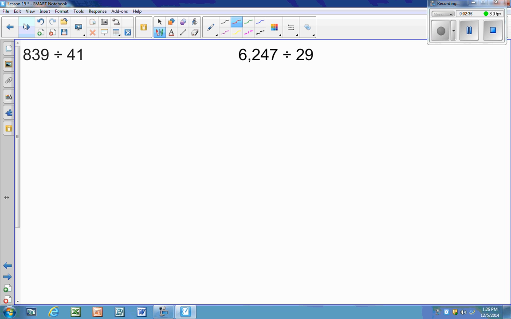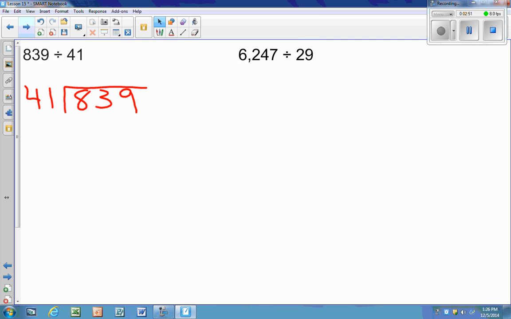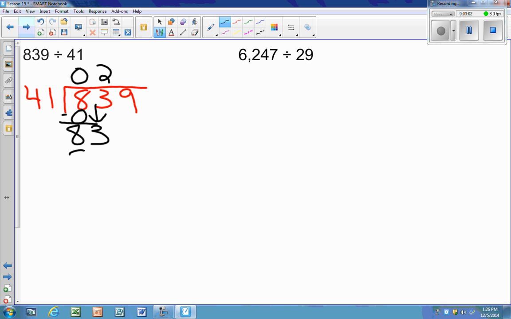And now I'm going to look at 41 going into 839. So once again, I ask myself, how many times can 41 go into 8? It's 0. Bring down my 3. How many times can 41 go into 83? I think it's probably 2. That looks correct. Subtract and then bring down.